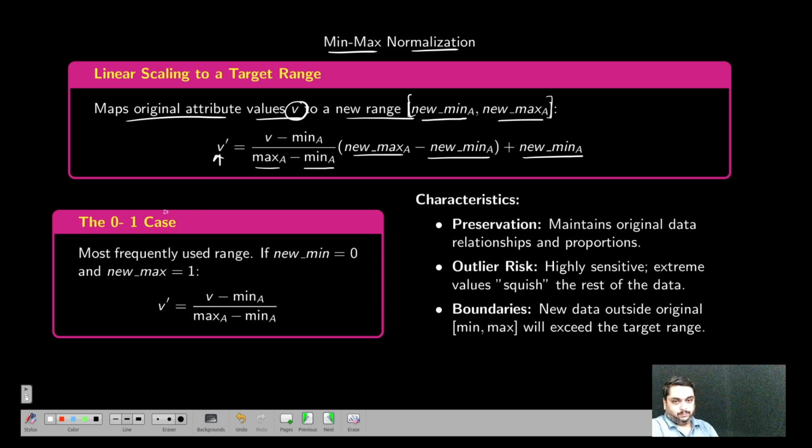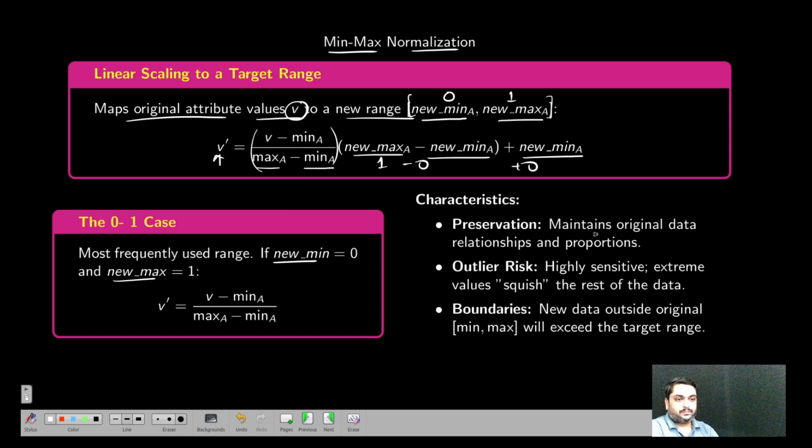Now the most general case is the 0 to 1 case, that is I want this to be in 0 to 1 only. So I'll set new minimum equal to 0 and new maximum equal to 1. If I put that, this part becomes 1 minus 0 plus 0. So only this part will remain, that is v minus minimum of A divided by maximum of A minus minimum of A. What the formula is doing is actually reducing it to the new range.